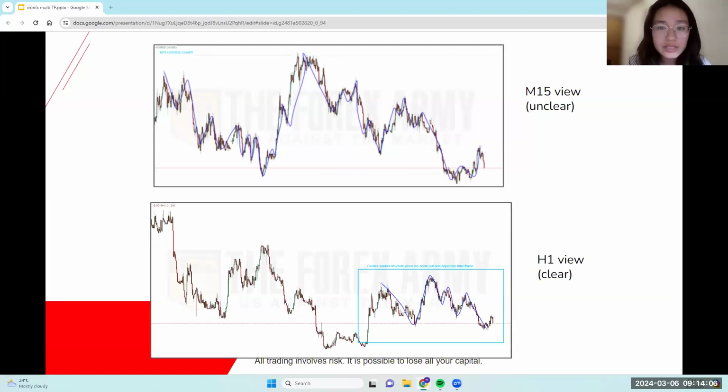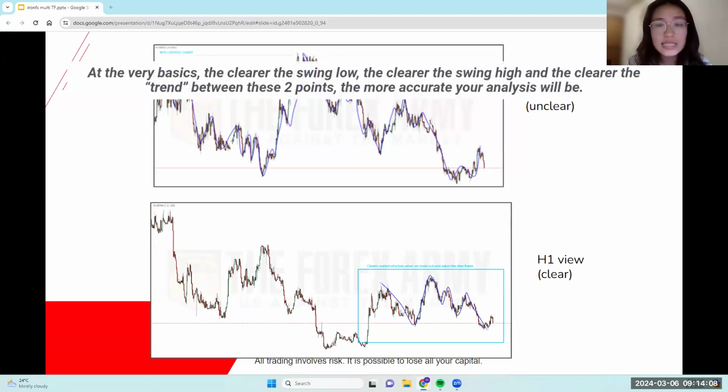There are two criteria that you should look out for. Firstly, a clear swing low or swing high, and secondly, a really clear trend between the starting and the ending point. Then your Fibonacci retracement or your analysis is more likely to be accurate.